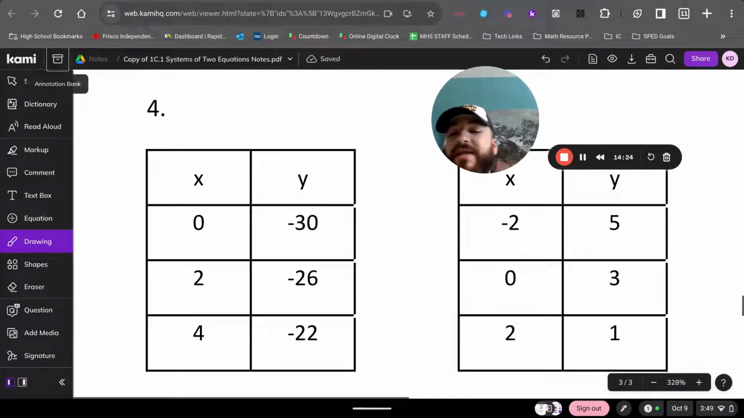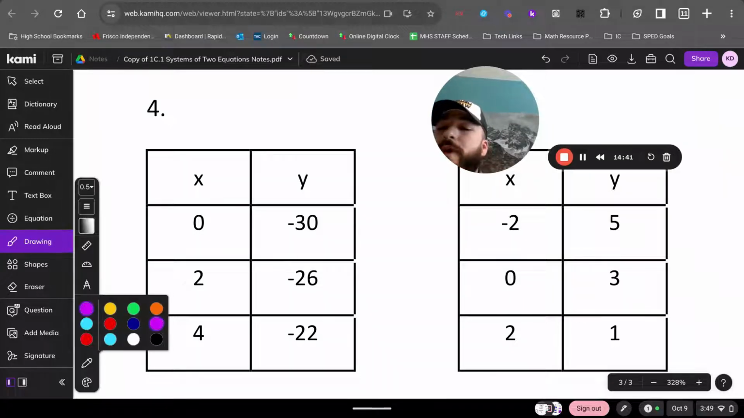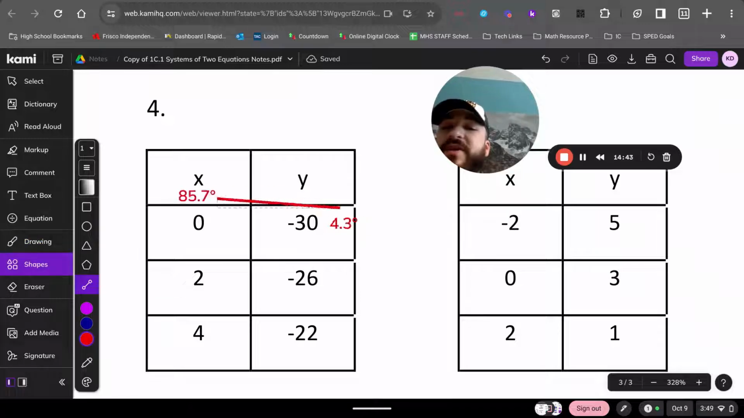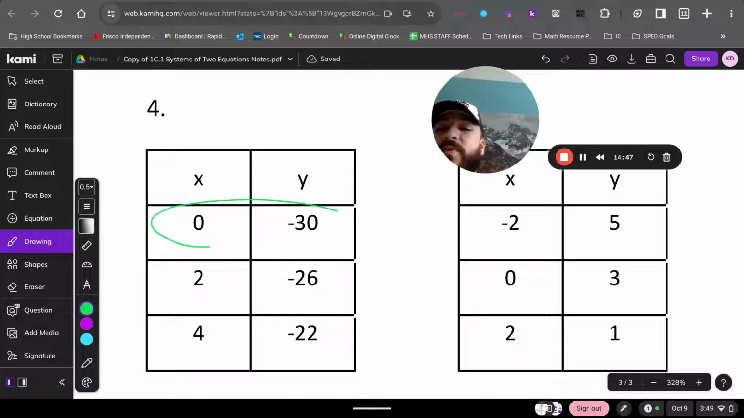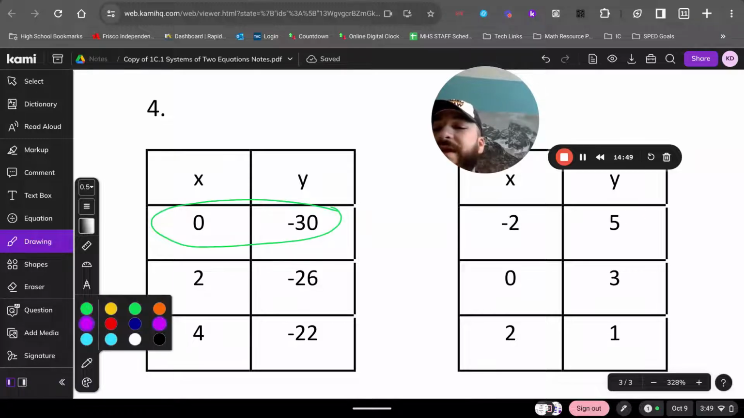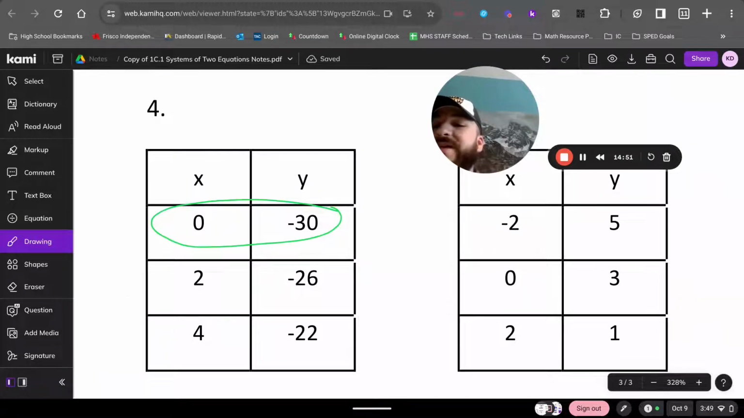We have x is equal to 0, 2, and 4, and y is equal to negative 30, negative 26, and negative 22. So to be able to write a y equals mx plus b equation, I need my slope and I need my y-intercept. Right off the bat, I have my y-intercept. It's always going to be when x is equal to 0, which I do have for this point right here, 0, negative 30.